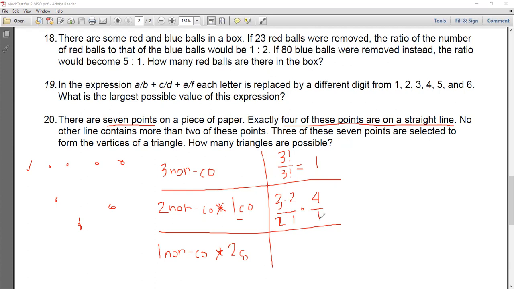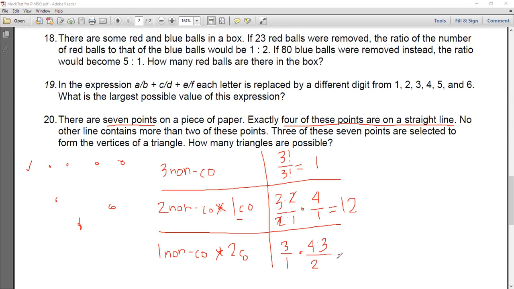So in that case, we can cancel this. So this is equivalent to 12. And the last one, 1 point from the 3 non-collinears. So in that case, that is 3 over 1 times, for the 4 collinear points, we will only take 2. So 4 times 3 divided by 2.